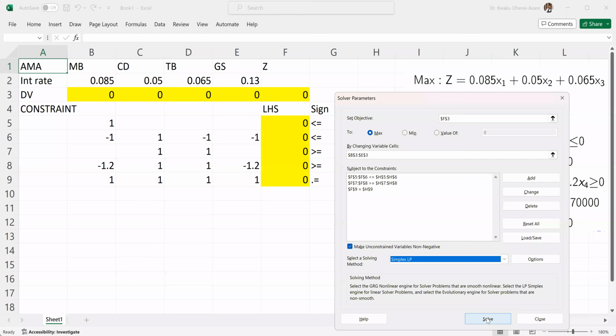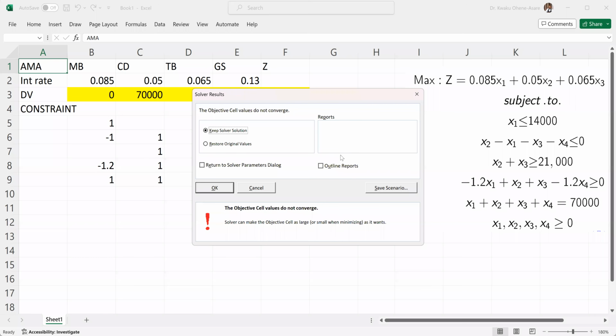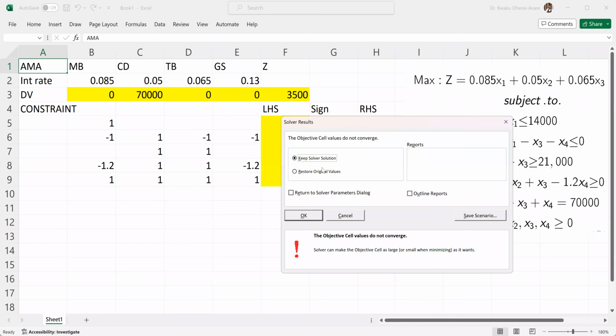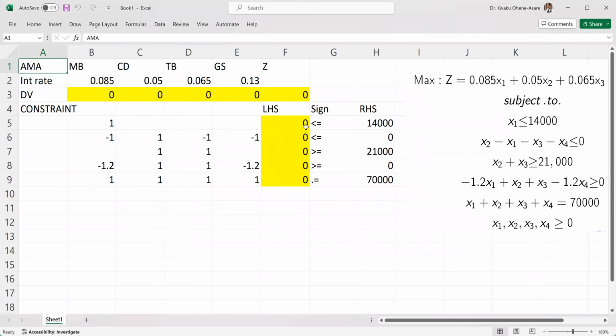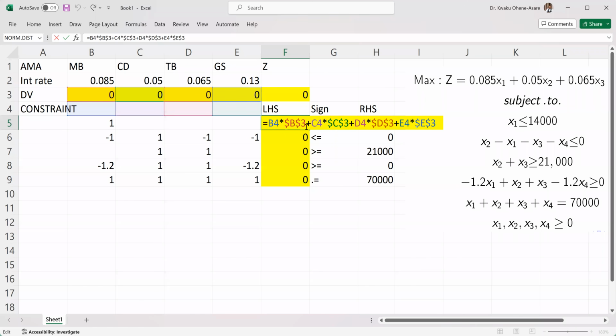Once you're done, you click solve and watch something that's going to happen. The numbers are going to change in the yellow section. Solve. Boom. If there's a mistake, you will always know. Okay. I think there's a mistake. It says objective values do not converge. Okay, so it's possible that there have been some mistakes. Restore original values. So let's see. So it comes from here.